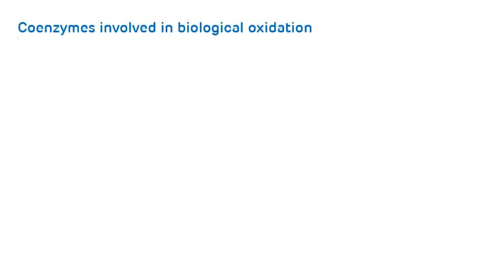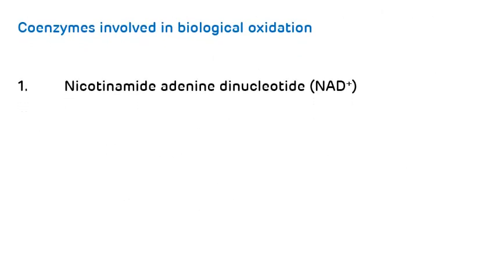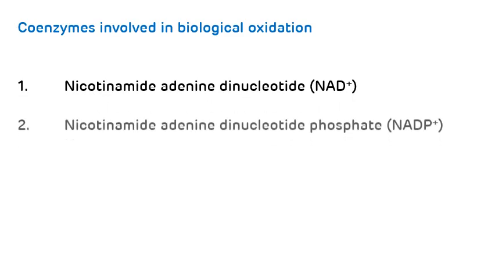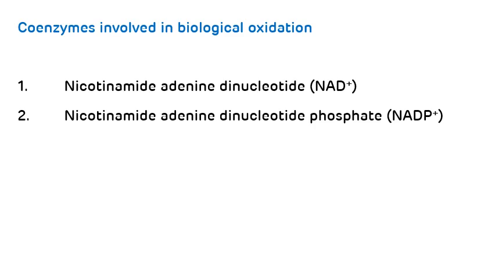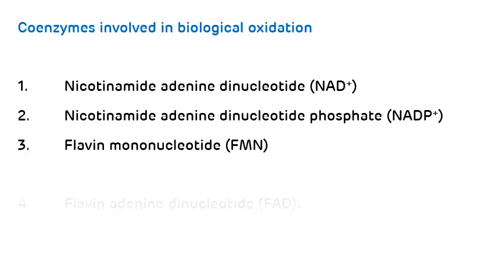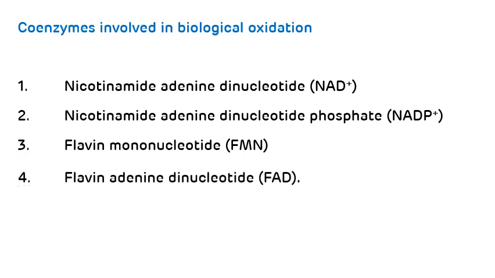Now, what are the various coenzymes involved in biological oxidation? The first one is NAD+, that is nicotinamide adenine dinucleotide. Second is NADP+, that is nicotinamide adenine dinucleotide phosphate. Third is FMN, that is flavin mononucleotide, and the fourth is FAD, that is flavin adenine dinucleotide. So these are the four coenzymes involved in biological oxidation.